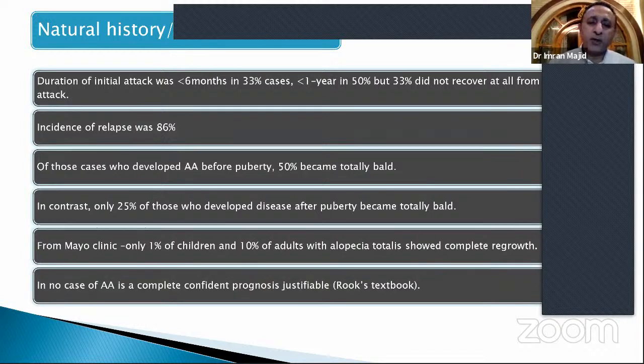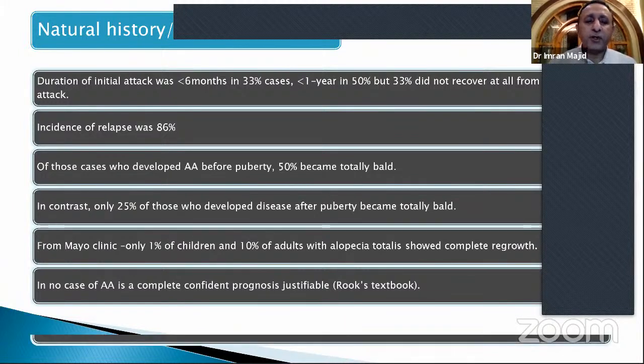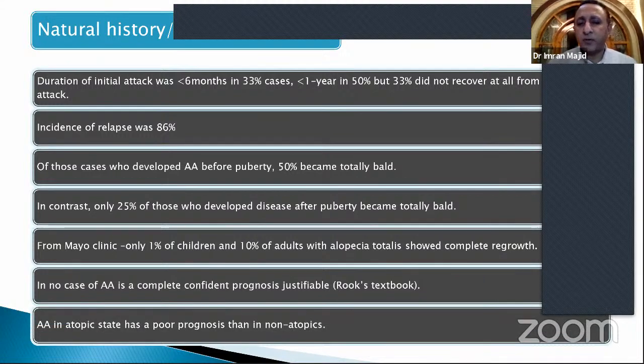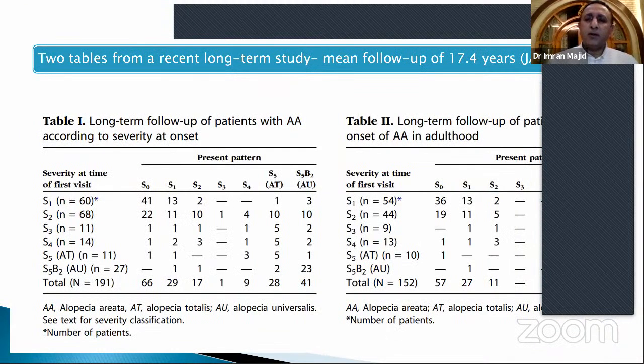In no case of alopecia areata is a complete confident prognosis justifiable. This is something written in Rook's textbook. And alopecia areata in atopic state has a poorer prognosis than in non-atopics. So this is a study published in JAD, with a mean follow-up of 17.4 years. So you can now see that recurrence as well as progression of disease is really, really common.